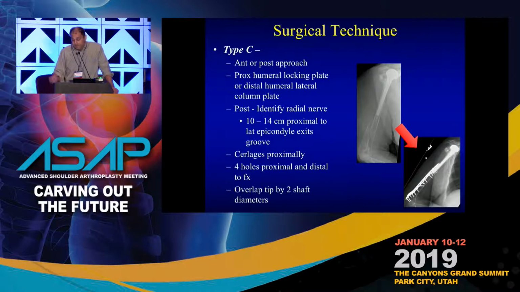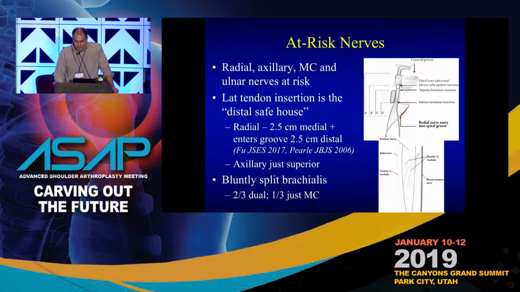Type Cs, you can use either an anterior or posterior approach, really depending on the fracture location. If it's a midshaft fracture, you can use an anterior approach. A more distal third, you use a posterior approach. And again, your plate construct is based upon the location. If you are going to go in back, you got to identify the nerve, as I showed you in the last video. And again, we use cerclages proximally and full-length screws distally. Typically, you want to use a large frag plate if you're going to fix it, and use 4 holes proximal and distal to the fracture site, and try to overlap the stem tip by at least 2 shaft diameters.